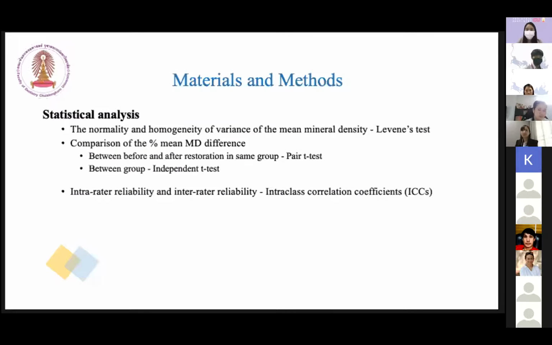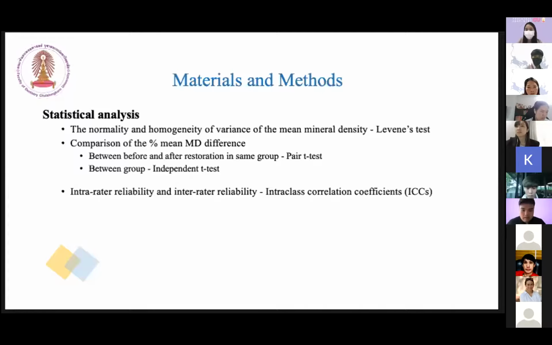Statistical analysis. Shapiro-Wilk test and Levene's test were performed to test the normality and homogeneity of variance of the mean mineral density. Comparison of the percentage of mean mineral density difference between before and after restoration in the same group was analyzed by paired t-test, and between groups by independent t-test. Intra-rater reliability and inter-rater reliability were assessed with intraclass correlation coefficients. All of the analyses were performed at the 95% confidence interval with SPSS Statistics 22.